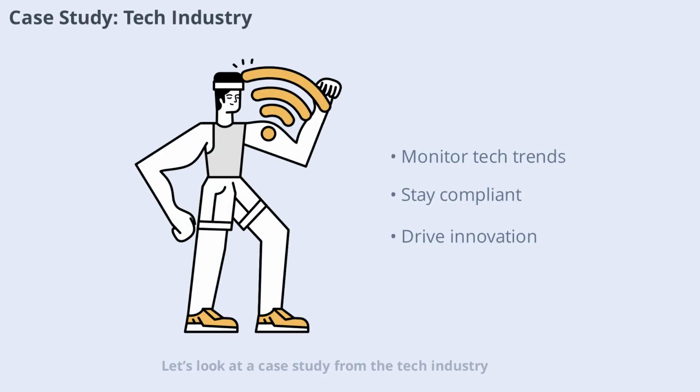Let's look at a case study from the tech industry. Rapid technological change and shifting consumer preferences make macroenvironmental scanning vital for tech companies. By monitoring trends like artificial intelligence and data privacy regulations, tech firms can innovate quickly and stay compliant. This proactive approach has helped many tech leaders maintain their competitive edge.